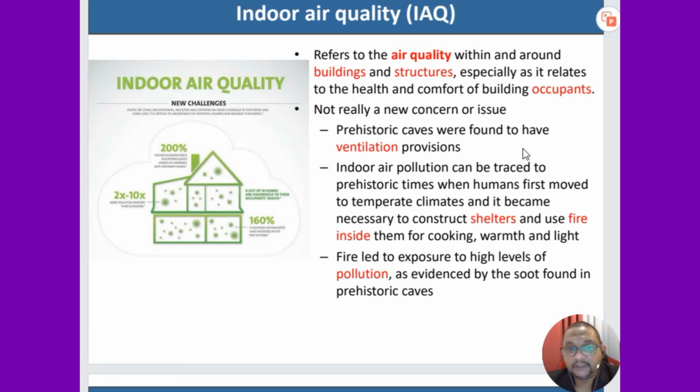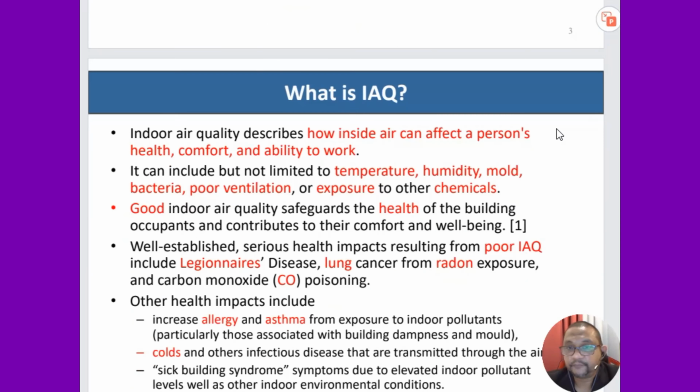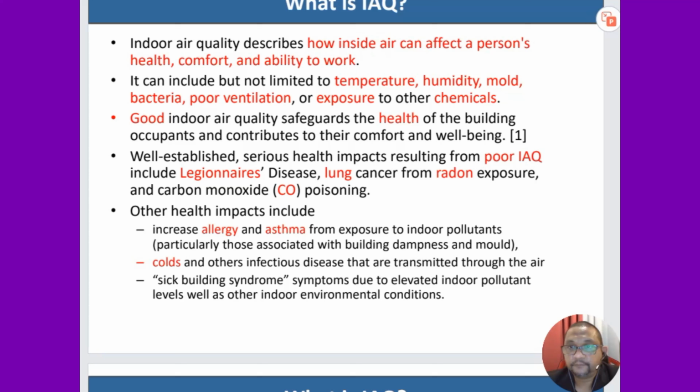Okay, so the key factors of indoor air quality. Let's look at the key factors. The key factor number one, pollution. These include gases, carbon monoxide, NOx, volatile organic compounds, VOC, particulate matter, for example dust and pollen, biological contaminants, for example mold and bacteria, and also chemicals from household products. The key factor also comes from humidity. High humidity can lead to mold growth, while low humidity can cause dry skin and respiratory irritation.